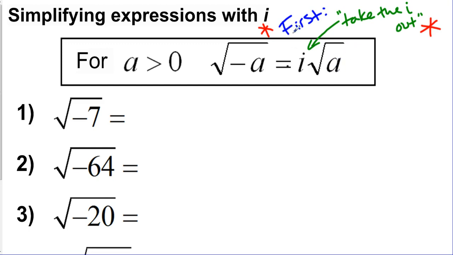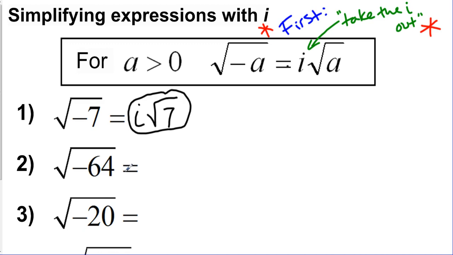Okay, so in other words, what we're saying is, first, always take the i out. You're going to hear us say that a lot. Take the i out when you've got a negative radicand. So if we have square root of negative 7, we're simply going to take the i out. We're going to write it as i square root of 7. And there's nothing further we can do because 7 doesn't have any perfect square factors other than 1.